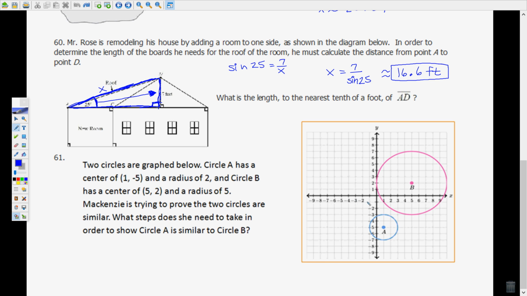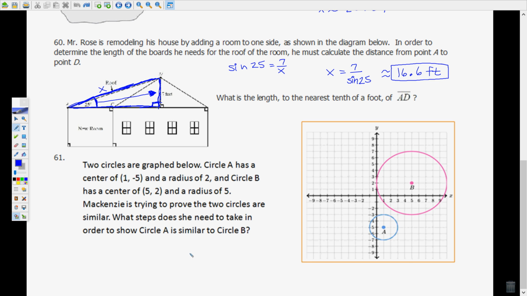Number 61. Two circles are graphed. Circle A has a center at 1, -5 and a radius of 2. Circle B has a center at 5, 2, and a radius of 5. Mackenzie is trying to prove two circles are similar. What steps does she need to take in order to show circle A is similar to circle B?